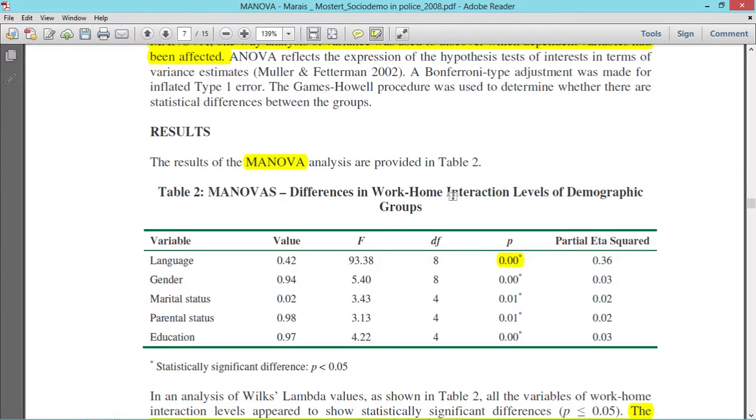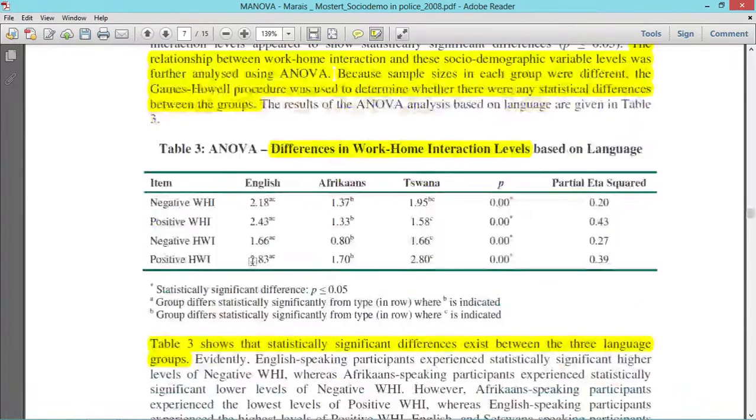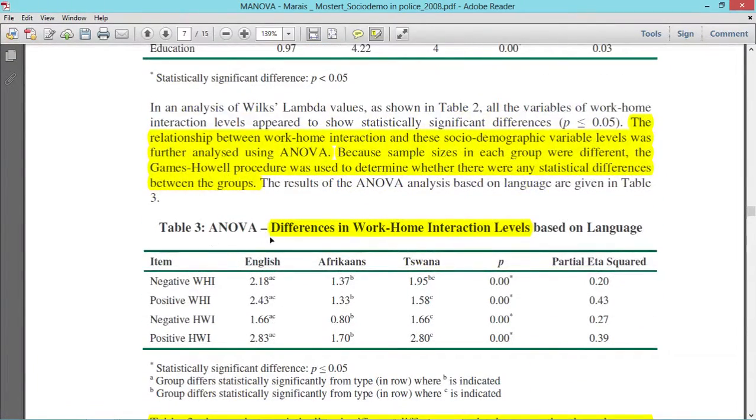So, as we've said, this significant p-value indicates a significant difference in terms of work-home interaction levels, the outcome variable or dependent variable. Remember, outcome variable and dependent variable are synonymous. So a significant difference exists among the subgroups of language in terms of the work-home interaction levels. Let's go to the ANOVA table of language. There we go: differences in work-home interaction levels based on language.